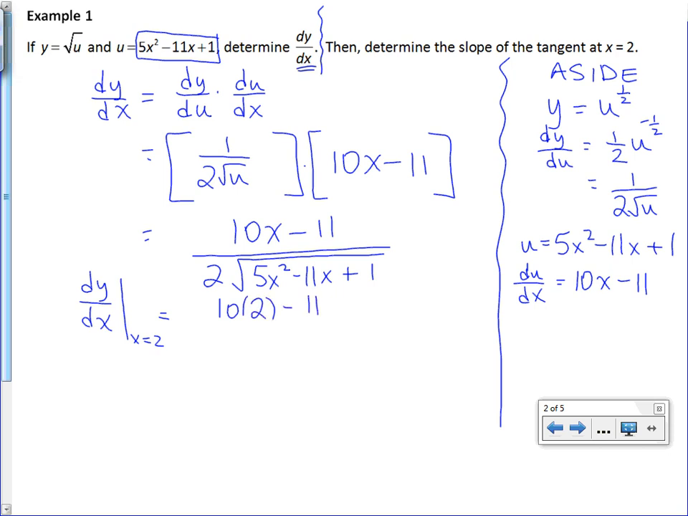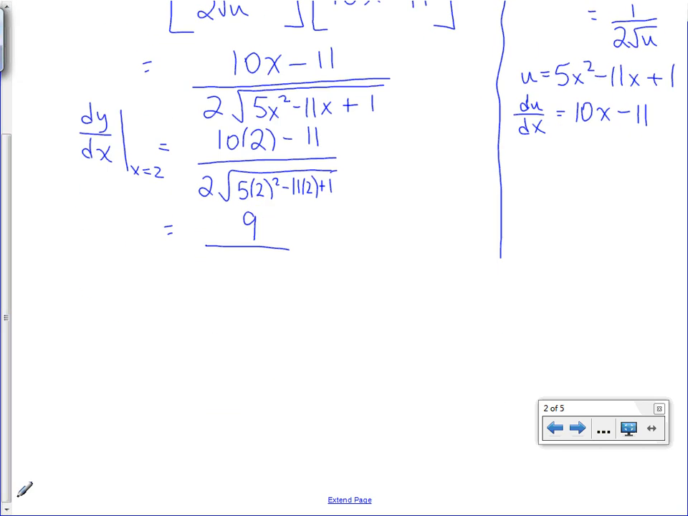10 times 2 minus 11 over 2 square root 5 times 2 squared minus 11 times 2 plus 1. So 10 times 2, 20, 20 minus 11, 9, over 2 times the square root of 2 squared, 4, 4 times 5, 20, minus 22. Oh, ew. Did I do something wrong? You guys see why I'm not happy right now?